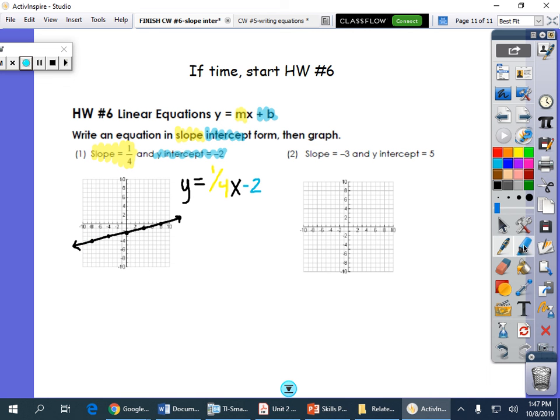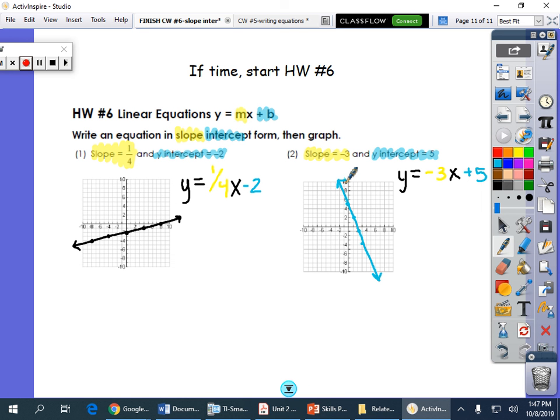Number 2. My slope is negative 3, and my y-intercept is 5. When I write this as an equation, it's going to be y equals negative 3x plus 5. When we graph this, we're going to start at that plus 5. The slope is negative 3, so I'm going to go down 3, right 1. You can just graph a couple points.